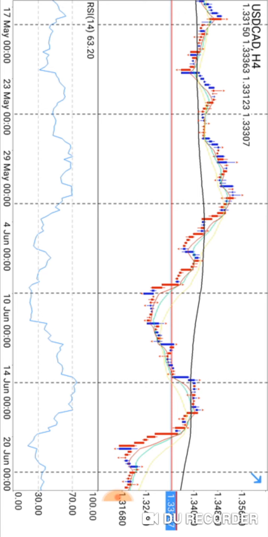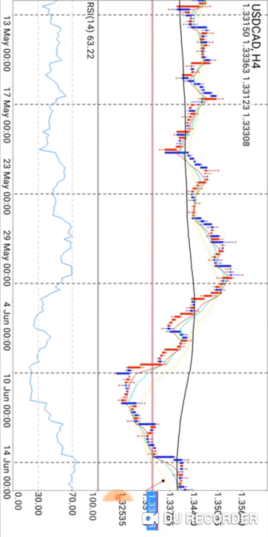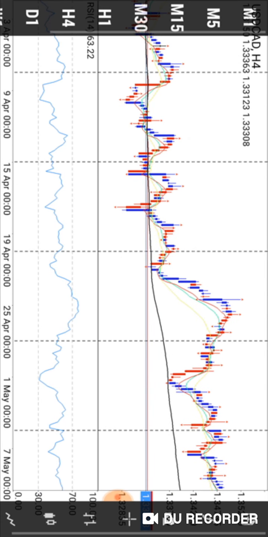Okay, and let me see if I can also find something to illustrate. Like here now, the market is going down. Okay, one, the market is below the 200 moving average, and the alignment of the other MAs. Okay, let's look for an uptrend.